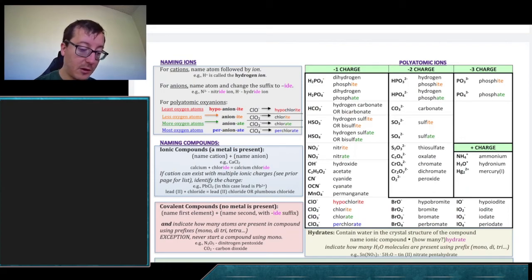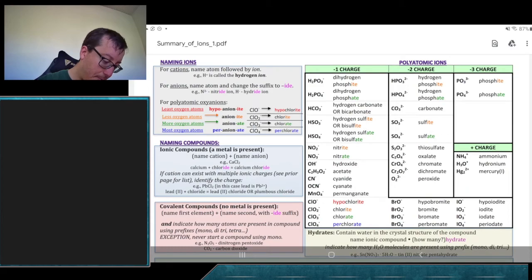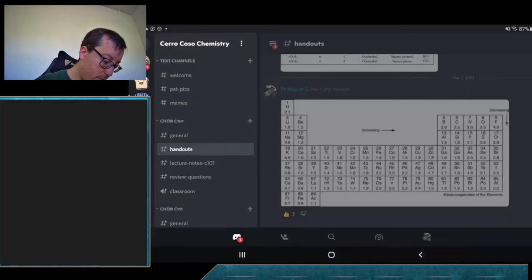Because if you have to keep referencing the chart, it's going to really slow you down. You're going to see you have a ton of homework problems working with these names. So it would behoove you to start learning them sooner rather than later. Okay.